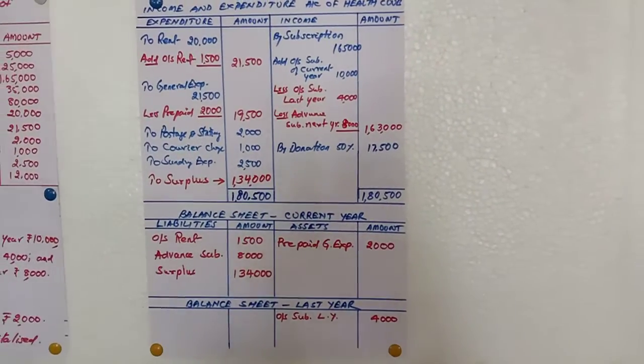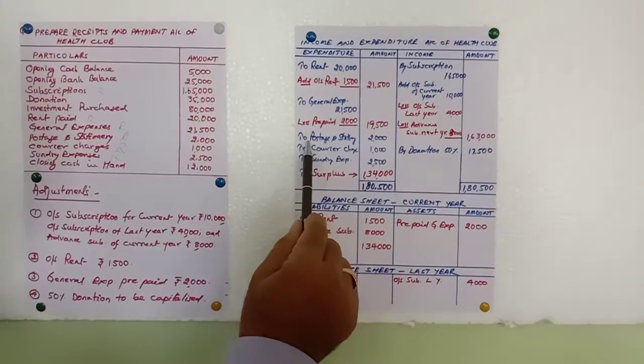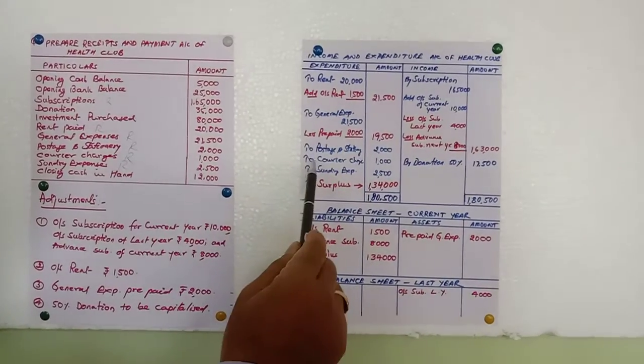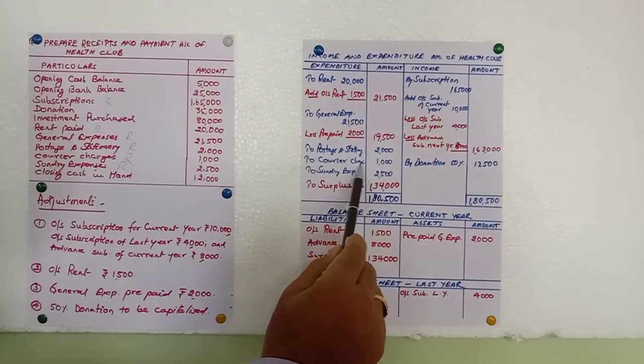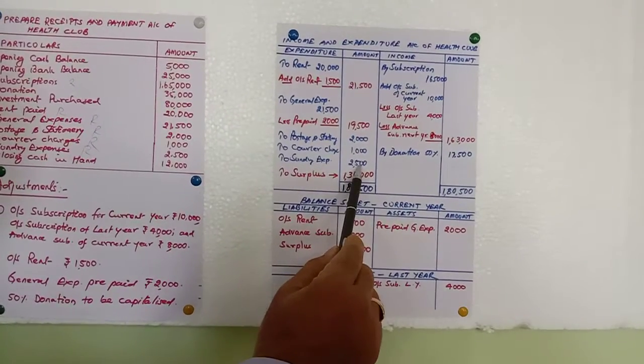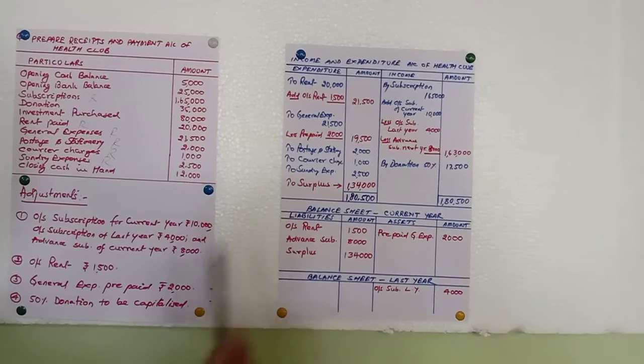Then the next item is postage and stationery. There is no adjustment on postage and stationery, so 2,000 is written. Then courier charges 1,000, there is no adjustment. Sundry expenses, no adjustment, so 2,500 is as it is written.